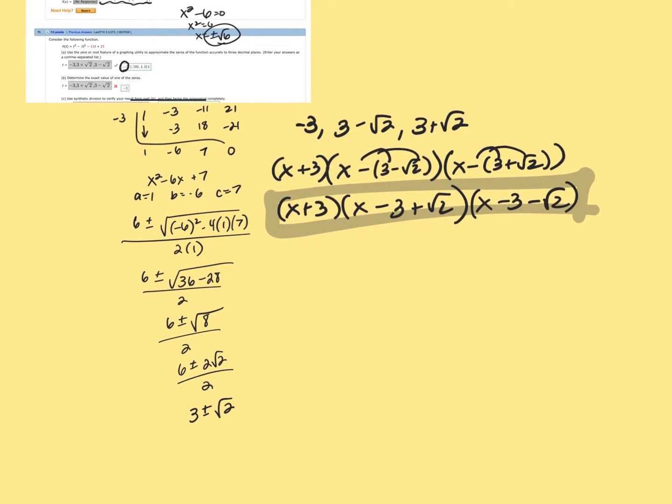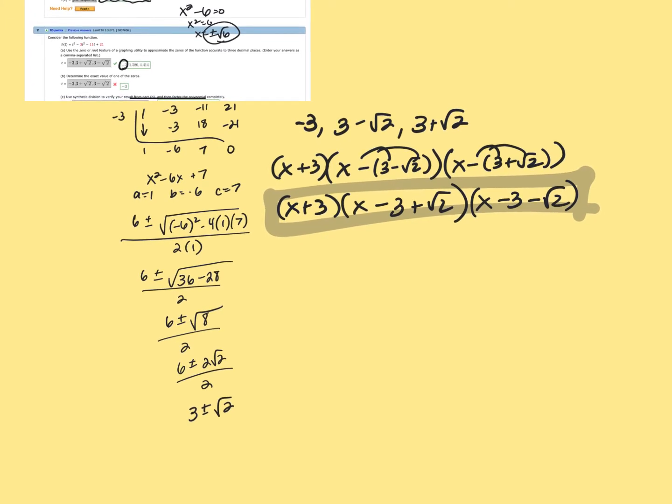B just said find the exact value of one of the zeros. You only needed one of them. That's all. And then C was the full thing.